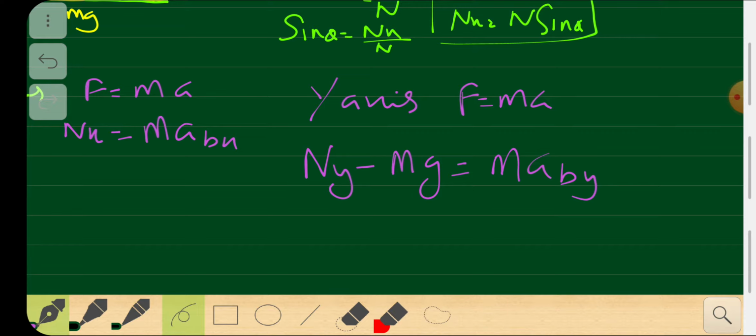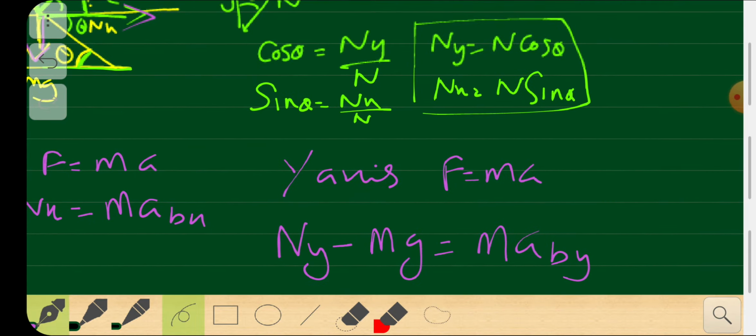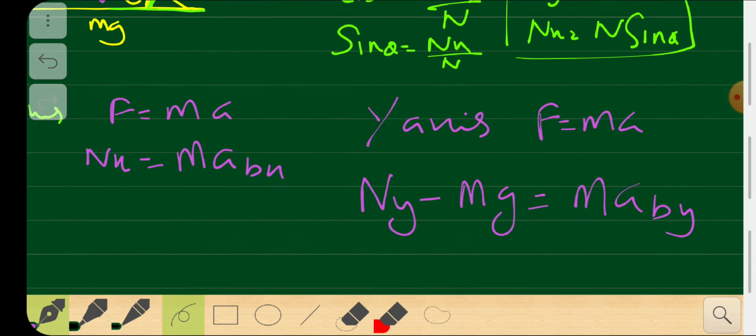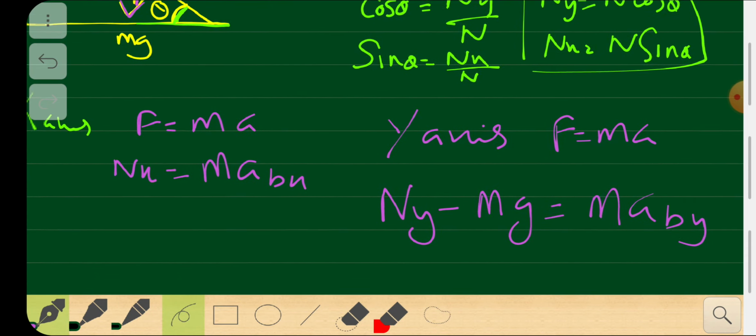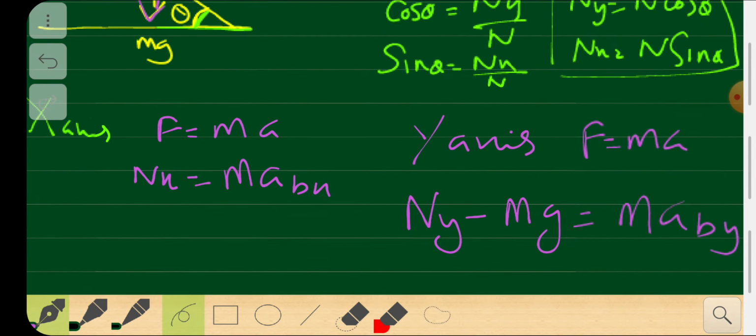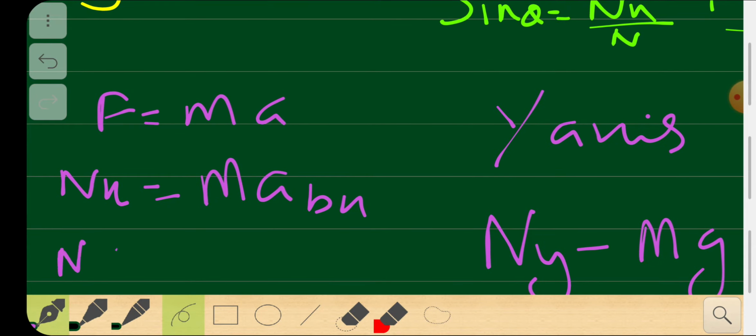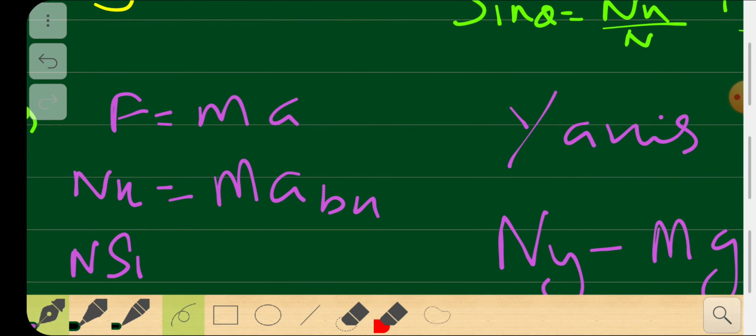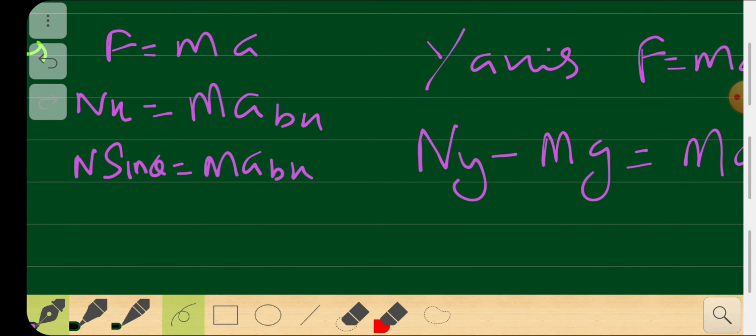And now what I can do is that I know nx and ny, right? Let's substitute those values in here. So you get nx is n sine theta, so n sine theta must be equal to m a_bx. Okay, so n is equal to m a_bx by sine theta.